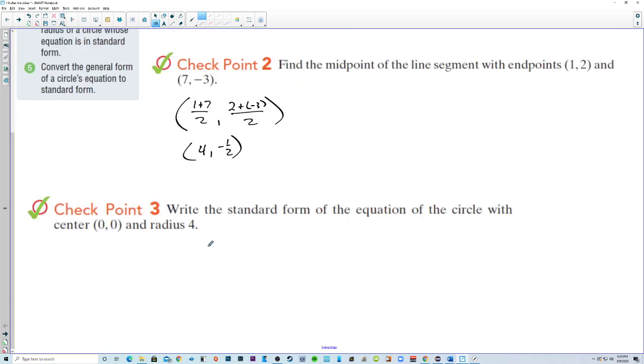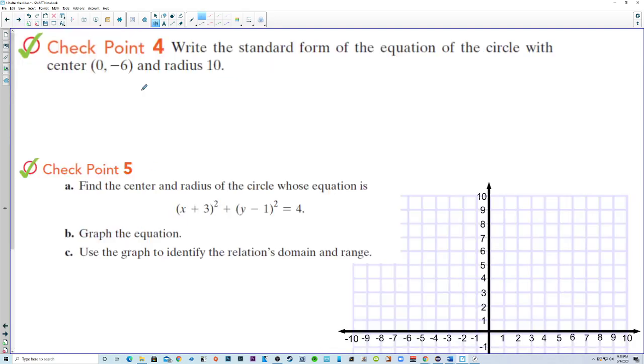All right, the standard form of the equation of the circle at center 0, 0, and radius 4, that's x squared plus y squared is equal to 16. Remember to square the radius.